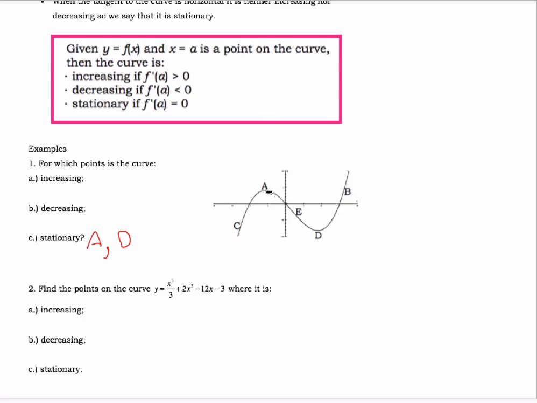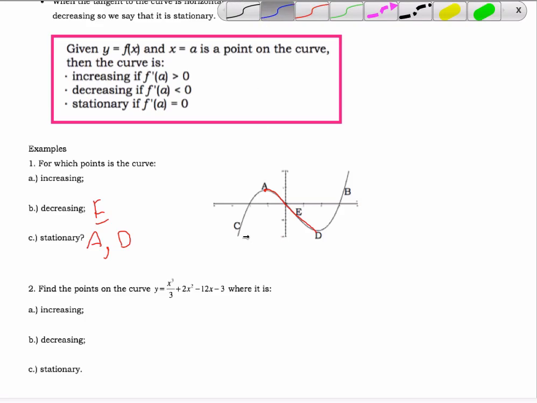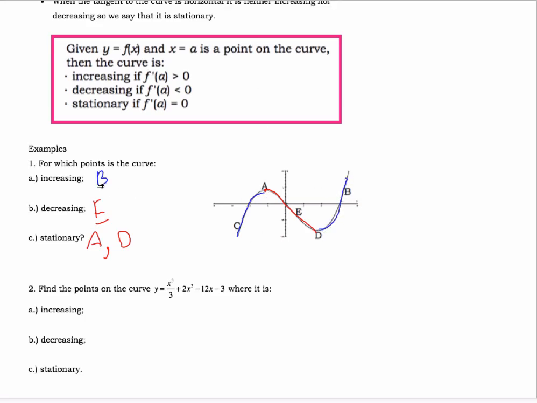So it's decreasing from A all the way down to D, so it's decreasing at point E, and it's increasing here and increasing here, so at B and C it's increasing. Alright, so we can actually do that for any function.